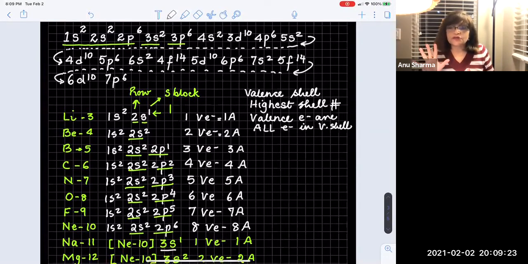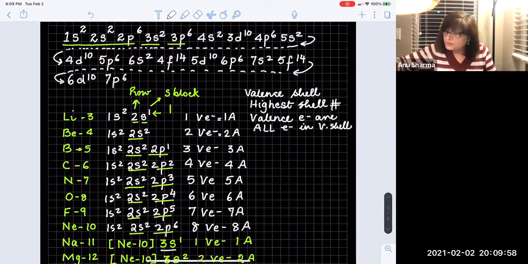Boron, 5 electrons. How are they going to get filled? First, they're going to go to 1s2, the remaining go to 2s2, then the other leftover goes to 2p1. We understand that p can hold a maximum of 6 electrons, but we only need to place that one extra electron that was left over, after placing 2 in the 1s orbital, then 2 in the 2s orbital, and the leftover is 1.